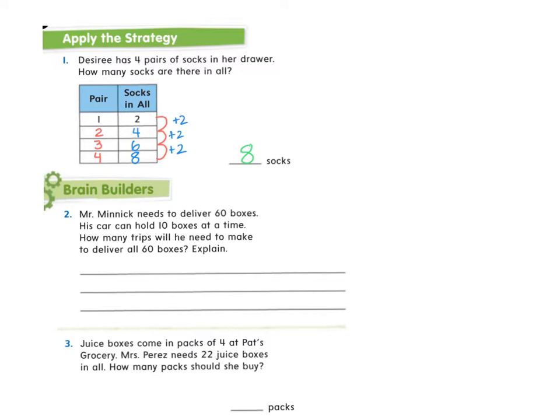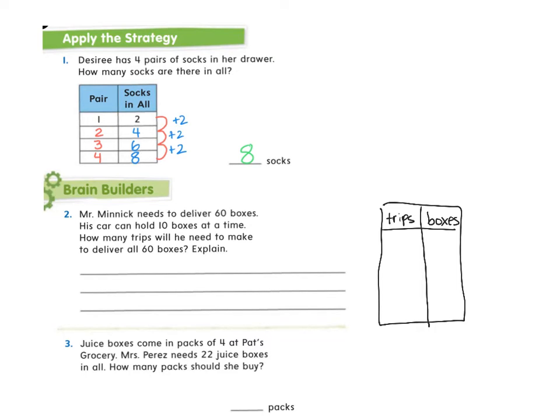All right, let's look at this brain builder down here. It says Mr. Minnick needs to deliver 60 boxes. His car can hold 10 boxes at a time. How many trips will he need to make to deliver all 60 boxes? Okay, so this is a little bit different. In this problem about a table, they don't actually give us a table, so I'm going to draw one, okay? I'm talking about boxes and trips. So here are my trips, and here are my boxes.